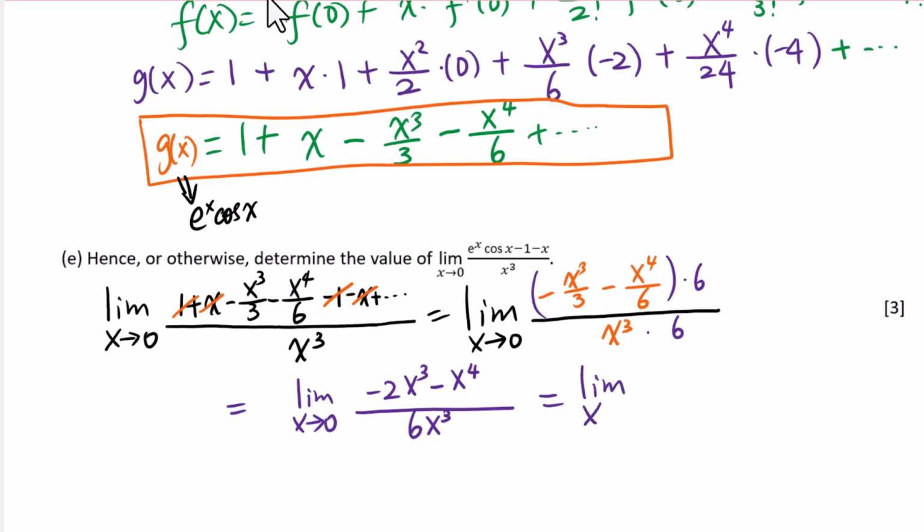Limit as x approaches 0. Do not forget plus ... top and bottom divided by x to the third power. We got negative 2 minus x plus ... denominator 6. Then plug 0 for x, which equals negative 2 over 6, which is negative 1 over 3.